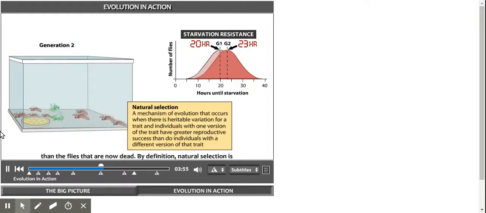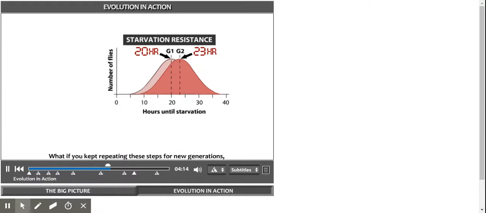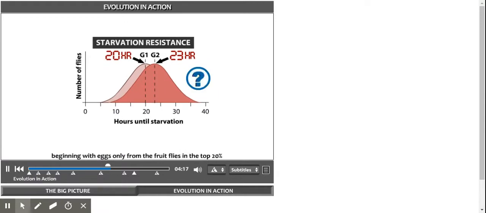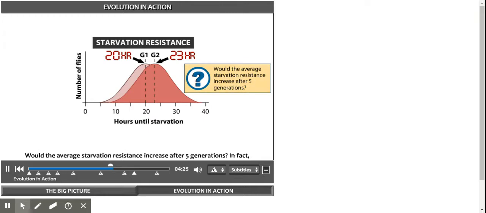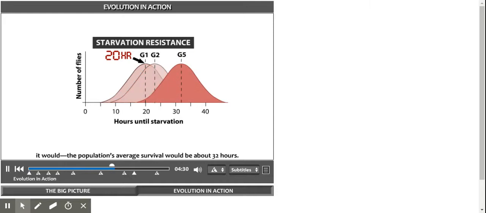By definition, natural selection is a mechanism of evolution that occurs when there is a heritable variation for a trait, such as starvation resistance, and individuals with one version of the trait have greater reproductive success than do individuals with a different version of that trait. What if you kept repeating these steps for new generations, beginning with eggs only from the fruit flies in the top 20% of starvation resistance in each generation? Would the average starvation resistance increase after 5 generations? In fact, it would. The population's average survival would be about 32 hours.